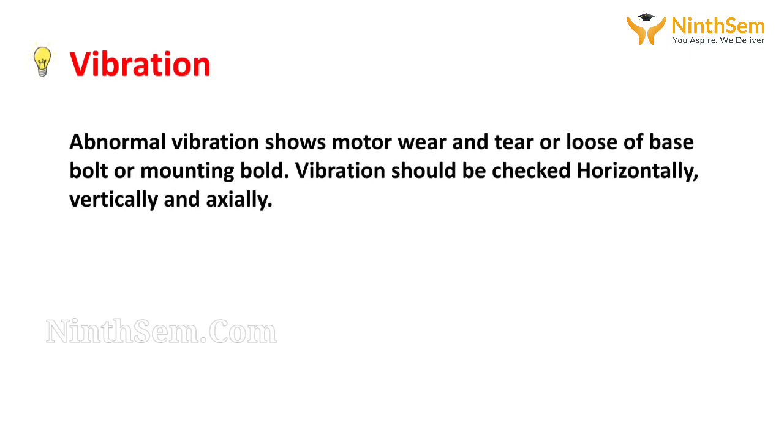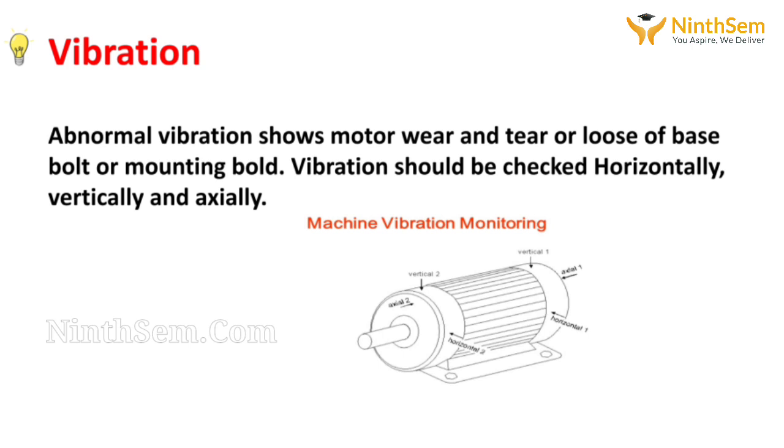The next parameter is vibration. Abnormal vibration shows motor wear and tear or loose base bolt or mounting bolt condition. Vibration should be checked horizontally, vertically and axially. All three directions of measurement shown in the picture.